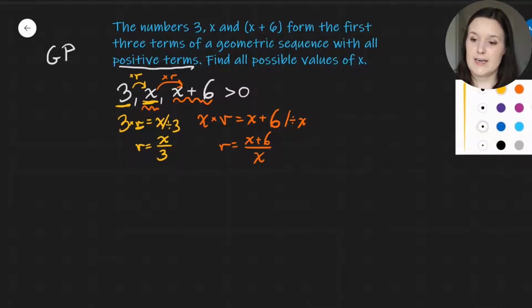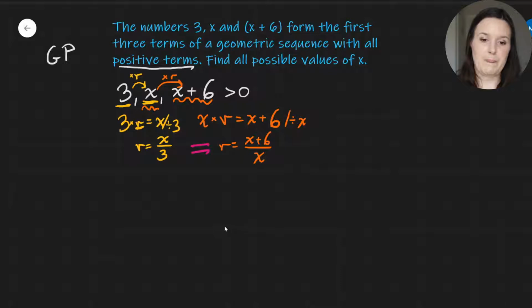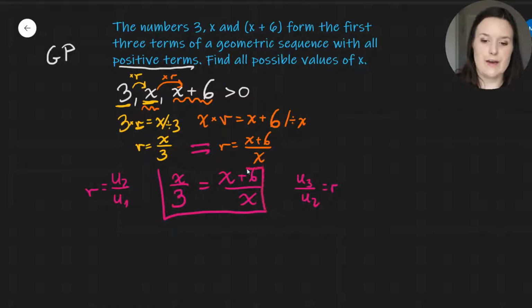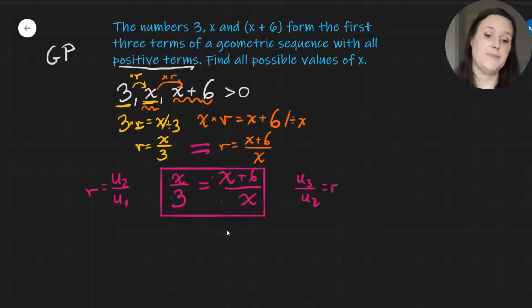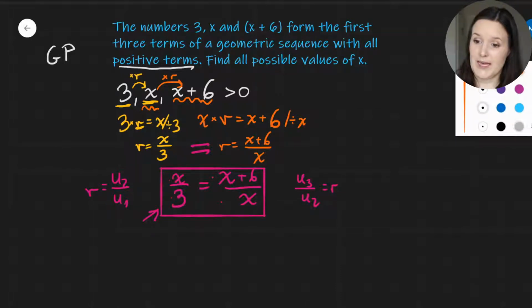So what I'm trying to say here is that these two are equal. If I divide the second term by the first one, it will be the common ratio. But if I divide the third one by the second one, it is also the common ratio. So these two are equal, because both of those are common ratios. They are the ratios between the terms. So all I have to do here is to write this down and now solve it. I can perform the cross multiplication to solve it.